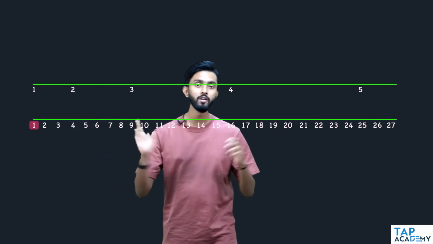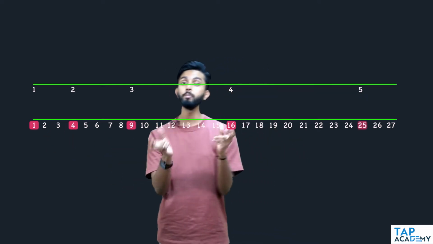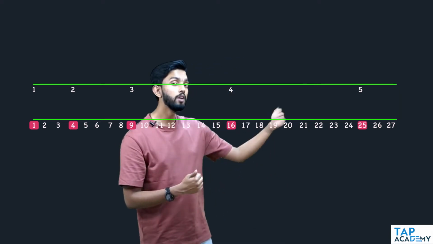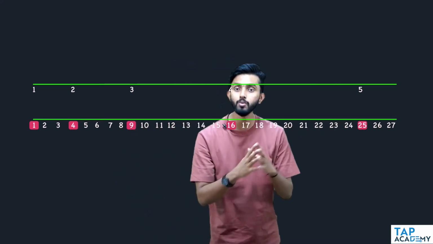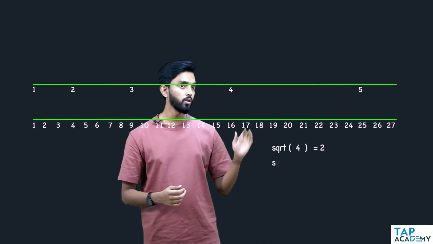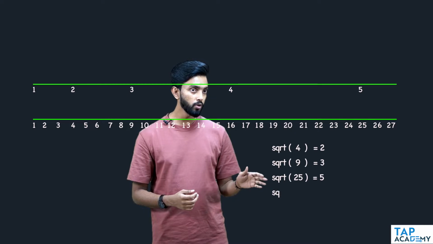Great. Because these numbers are perfect squares. All these numbers 1, 4, 9, 16, 25, they are perfect squares, right? 1 into 1, 2 into 2, 3 into 3, 4 into 4, 5 into 5 is what gives you these numbers. That's why we call them perfect squares, right? So, if I ask you square root of 4, 2, square root of 9, 3, square root of 25 is 5.